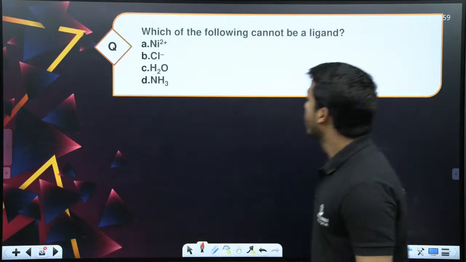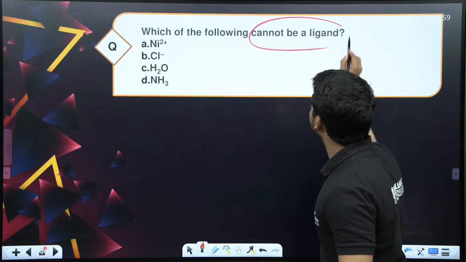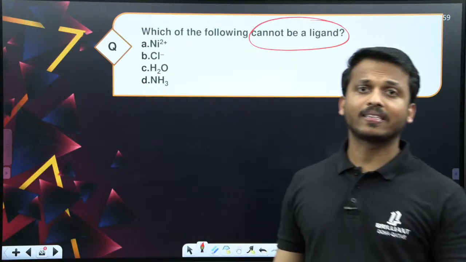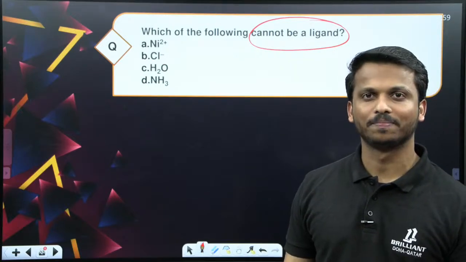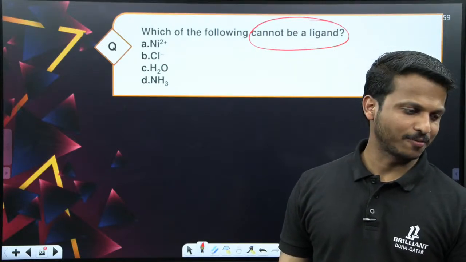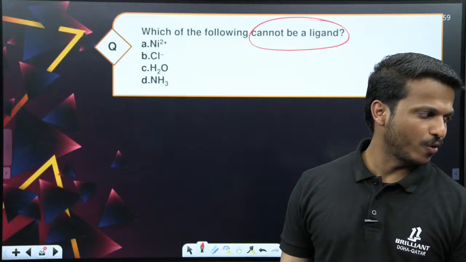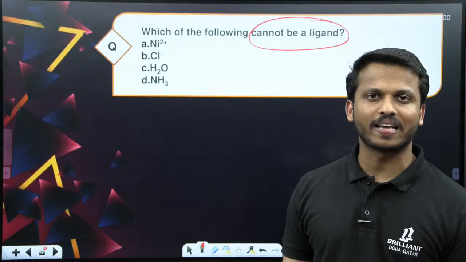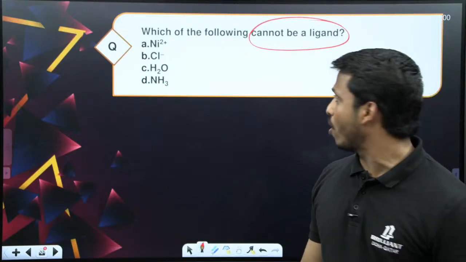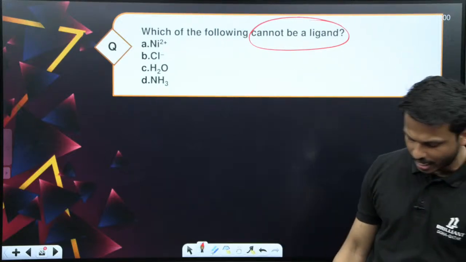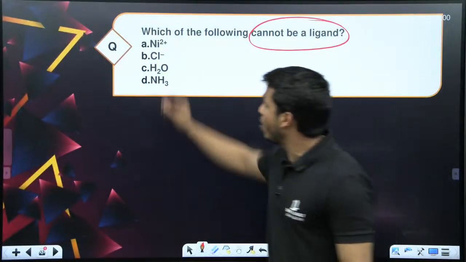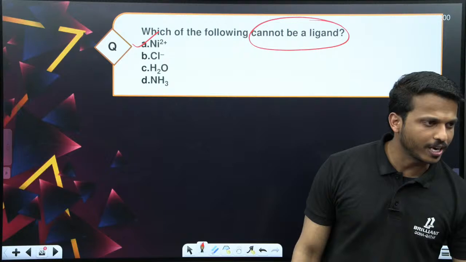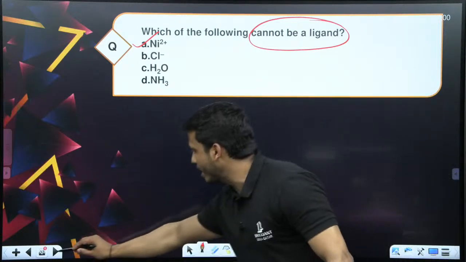Okay, next question. Which of the following cannot act as a ligand? Come on, quick. Which one, dear all? Ligand can carry the charge either negative or neutral. It cannot be positive, right? As per NCERT, nickel 2 plus can act as a metal. It cannot act as a ligand. Option A is the correct answer. Yes, dear all. Good.